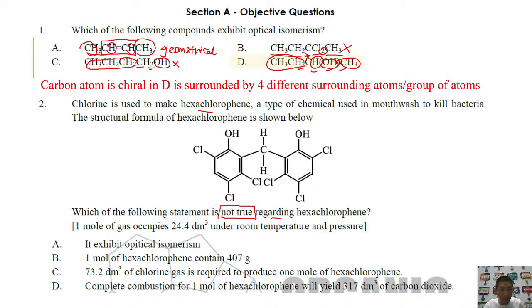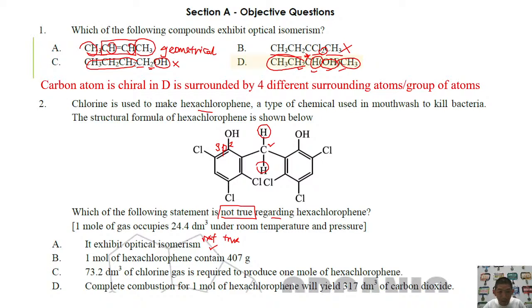Number 1, it exhibits optical isomerism. Does it? You have to know by yourself that the carbons inside the benzene ring are all sp2 hybridized, and sp2 hybridized carbon cannot exhibit optical isomerism. This is the only sp3 hybridized atom, but here you see it is surrounded by two similar atoms, so it will not exhibit optical isomerism. So this statement is not true. When it is not true, then A is correct.